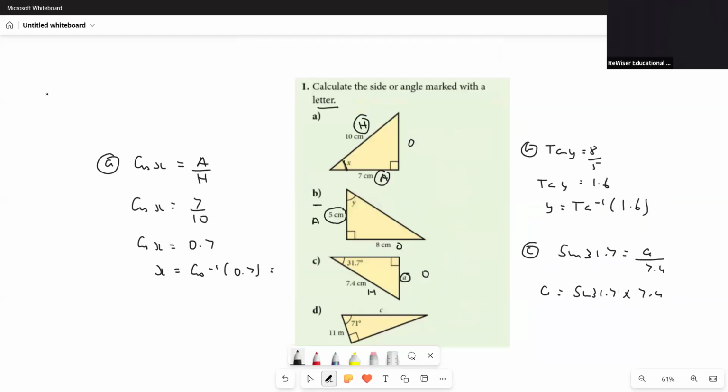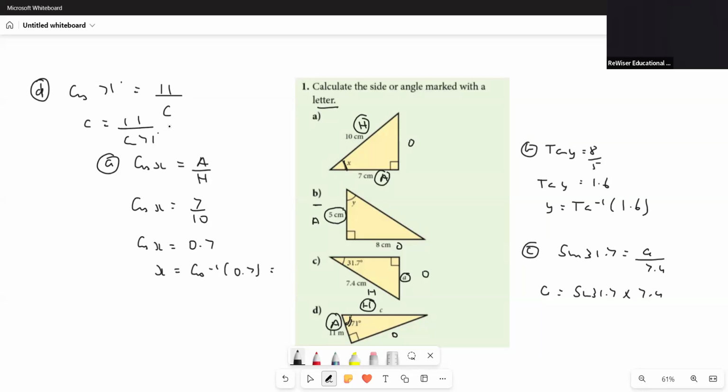So if I'm writing for the D part of the question, they have asked for the side C. Now, in this case, we know that this angle is 71 degrees. So obviously this is opposite, this is adjacent, and this is hypotenuse. So we need something which relates adjacent to hypotenuse. So again, we can use cos. So cos of 71 degrees is equal to adjacent by hypotenuse. So that means 11 by C. So we can easily get the value of C as 11 by cos of 71 degrees. And that will give us the answer.